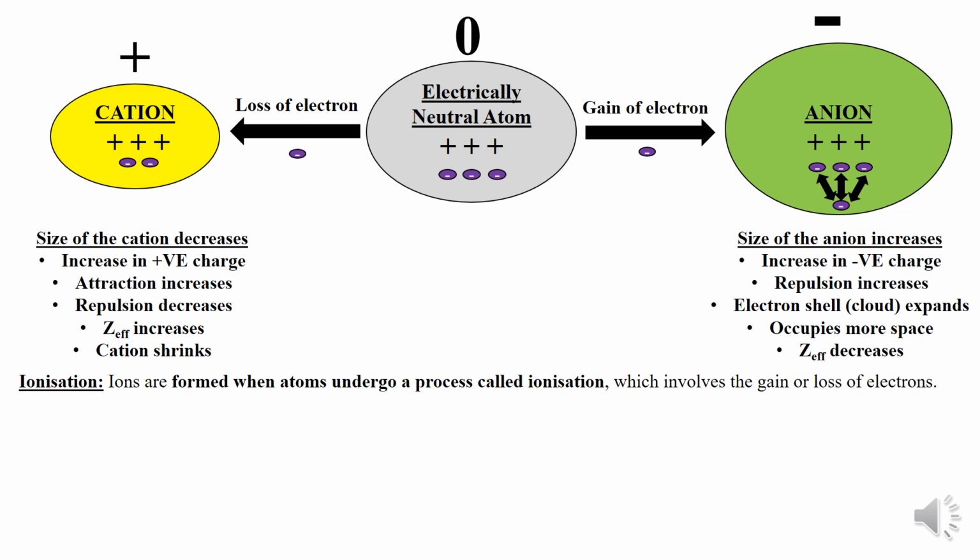Now, ions are formed from the neutral atoms when the atoms undergo a process called ionization. So, ionization is a process involving the formation of ions because of the gain or loss of electrons.